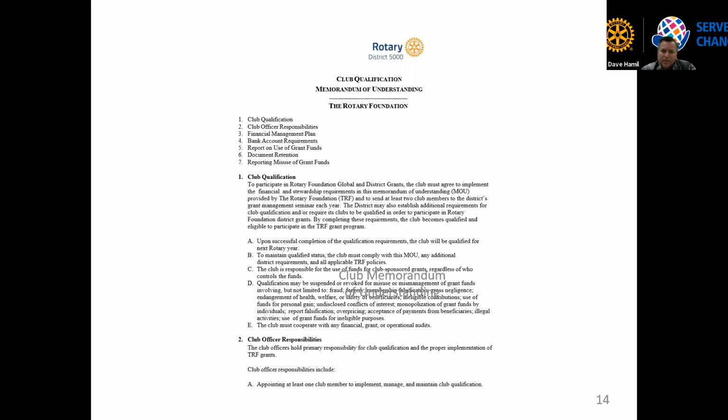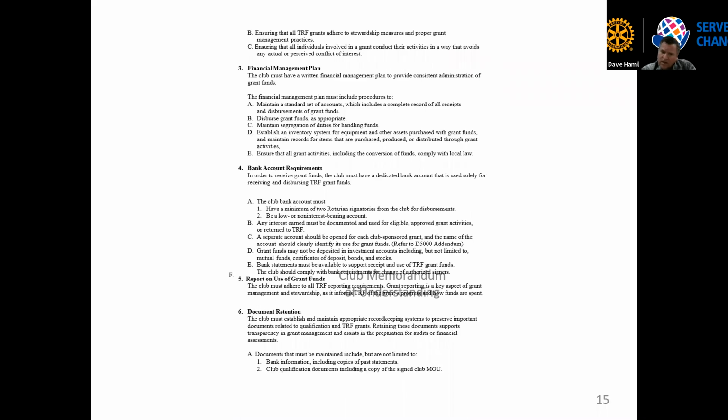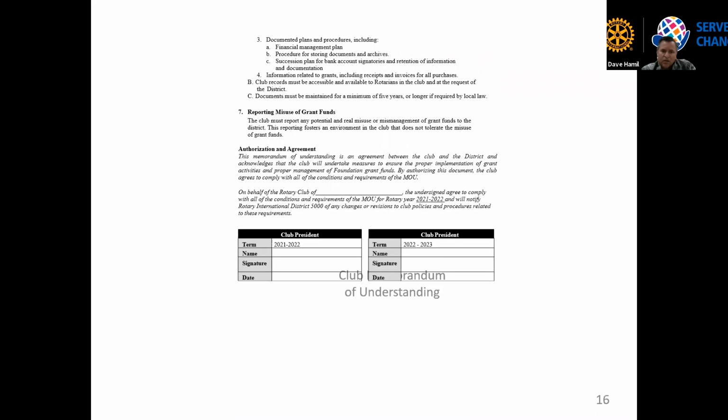This is the Memorandum of Understanding, and my apologies, it doesn't quite go into PowerPoint right, but this is the form, and you want to read through it, make sure you understand what the requirements are, because you're signing and agreeing to this. And then again, it would be signed by the same individuals.